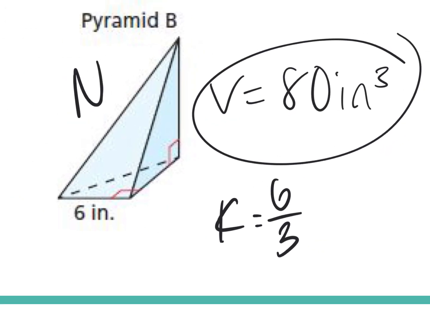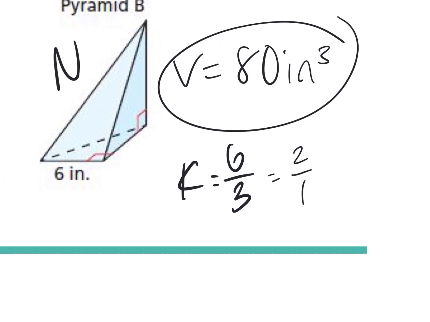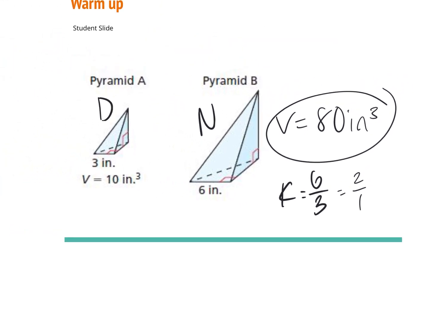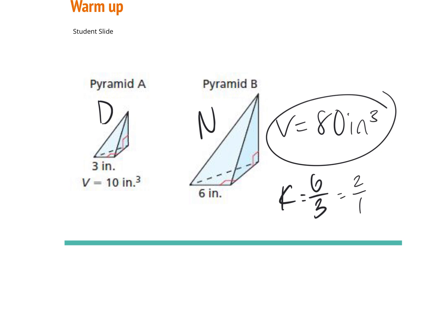Does that simplify? 2 over 1. Do I use my scale factor in my proportion? Do I use 2 over 1 in my proportion? Why do I cube it? What are we comparing here? Volumes, right? When you compare volumes, your scale factor needs to get cubed.